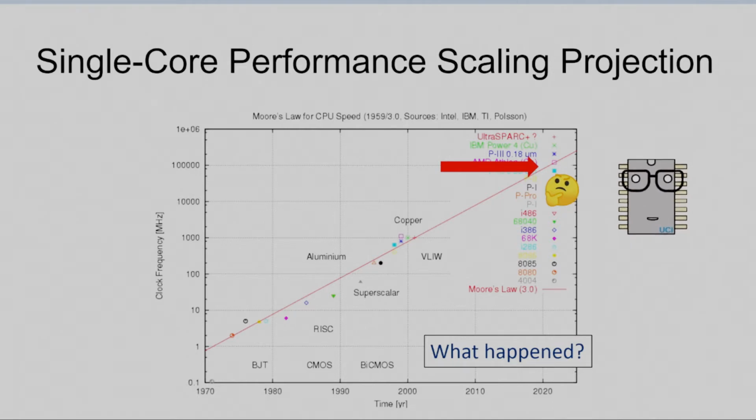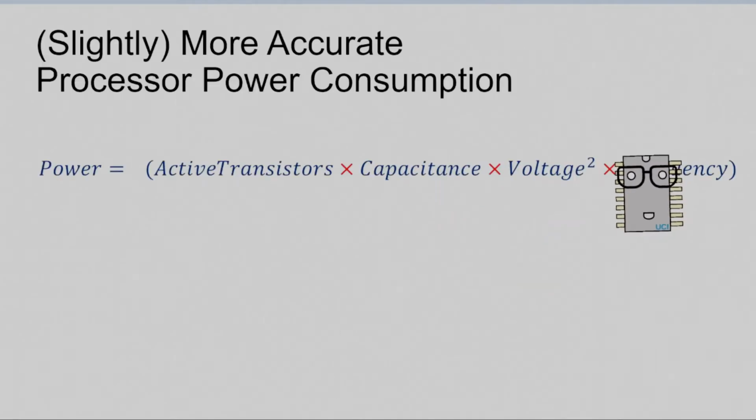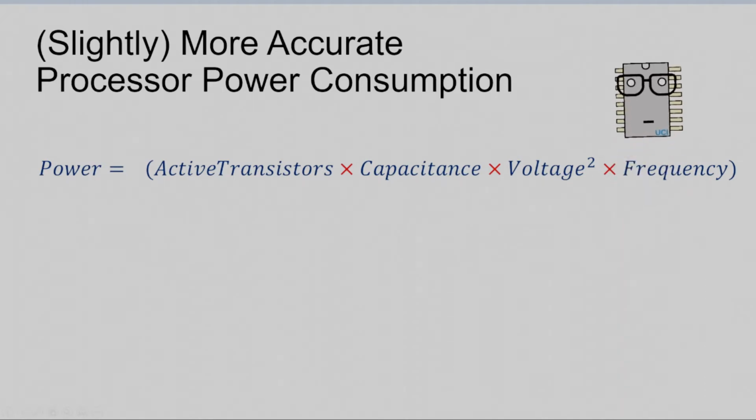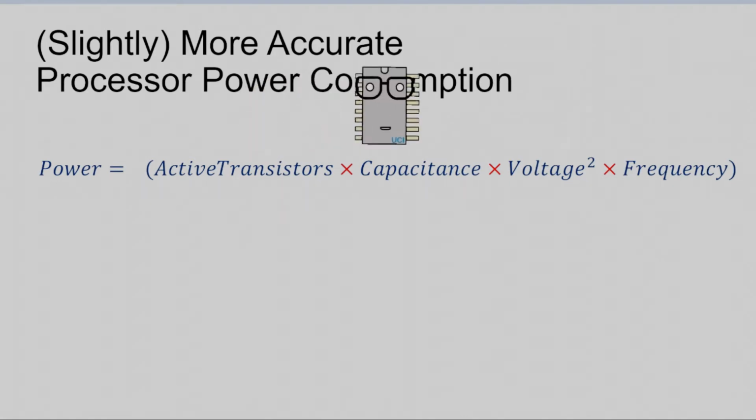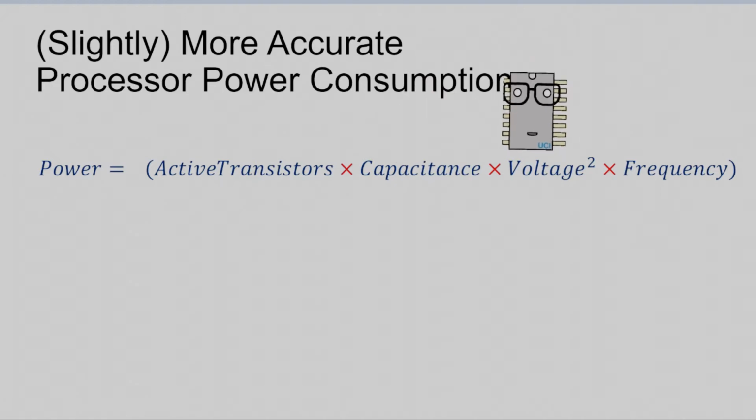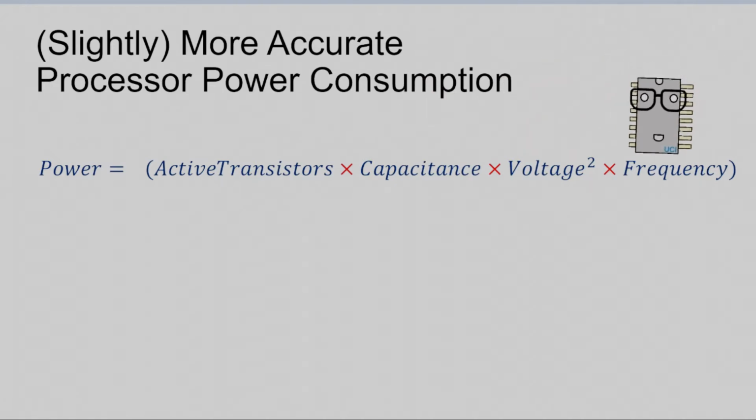Here we'll go just a little bit into the weeds of these power consumption numbers. The power consumption equation that I showed a couple of slides ago is a vastly simplified version. So let's go just a little bit more into the details. The power consumption of a circuit has to do with the number of transistors that are switching back and forth, multiplied by the capacitance, multiplied by the square of the voltage, multiplied by the clock frequency.